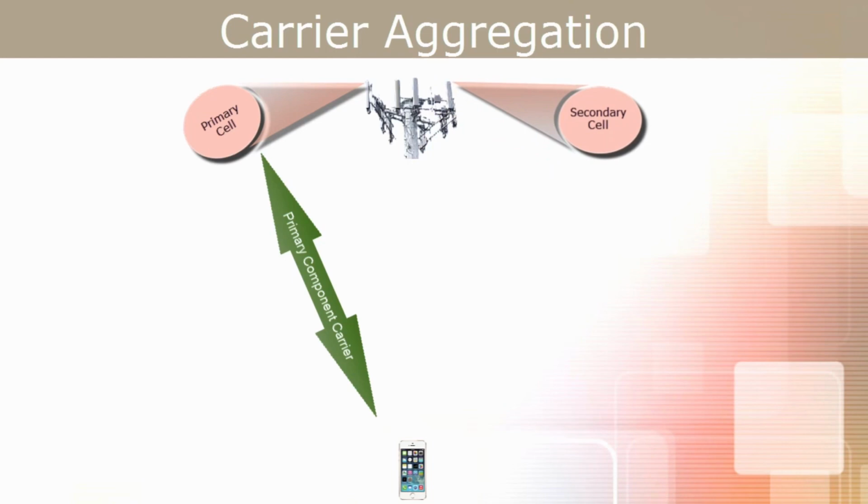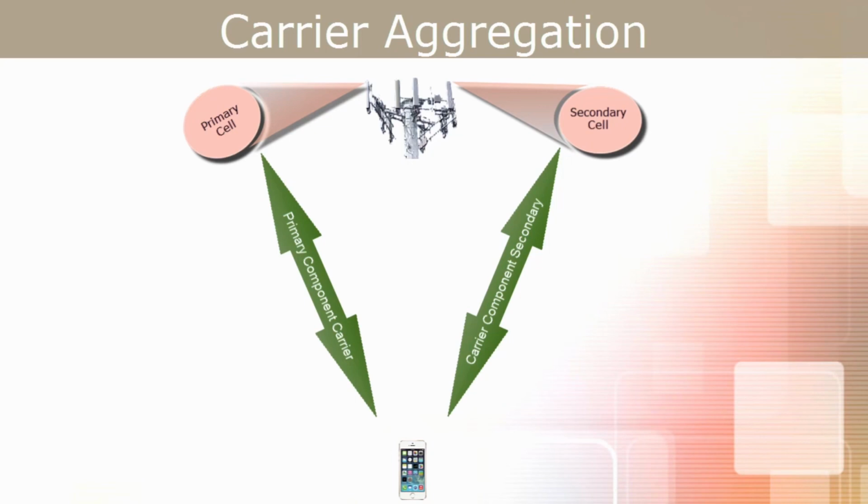When there is no CA, the UE receives and transmits data on a single carrier. This carrier is called the primary component carrier, and the corresponding cell is called the primary serving cell. In case of carrier aggregation, one or more component carriers are aggregated with the primary component carrier in order to support wider transmission bandwidth. Remember, the primary component carrier from the primary serving cell always remains there. Only secondary component carriers from secondary serving cells are added or deleted.